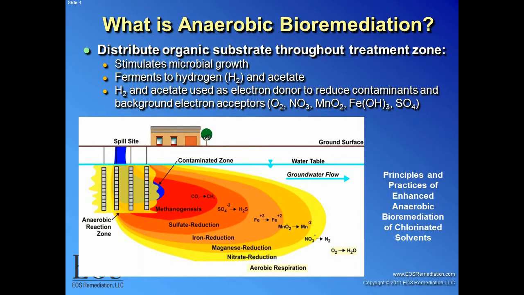Okay, what is anaerobic bioremediation? Basically, the gist of it is you go out to a site, typically we'll inject an organic substrate. That substrate will stimulate microbial growth. It'll ferment to hydrogen and acetate, and then that hydrogen and acetate is used to reduce the target contaminants, as well as consume any background electron acceptors that would compete with that process.